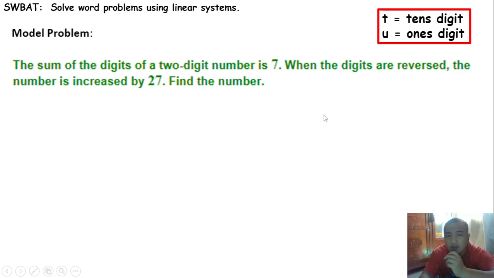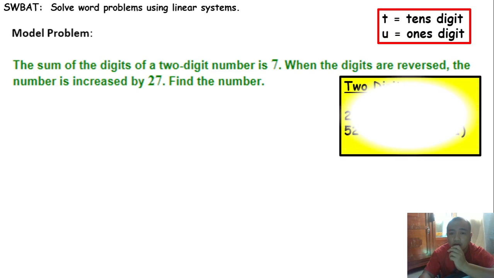Okay, diba? Tama. Another model problem: the sum of the digits of a two-digit number is 7. When the digits are reversed, the number increases by 27. Find the number.